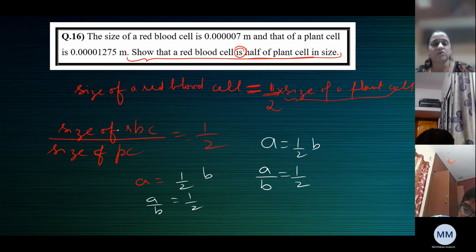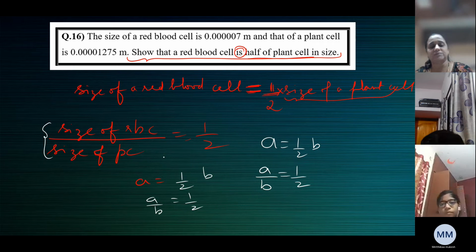So what we are going to do is find this ratio: size of RBC by size of PC. We are going to work this one, and we should get the answer as half. When we work this, you must get half.